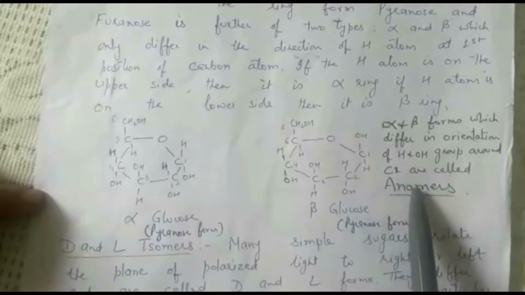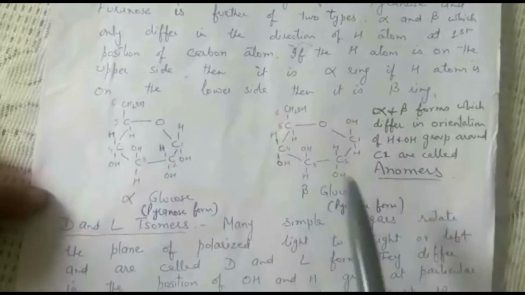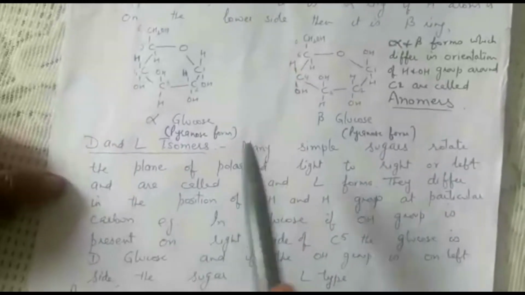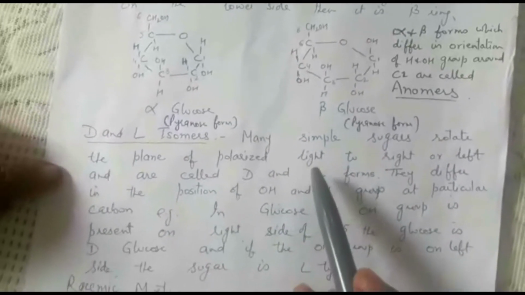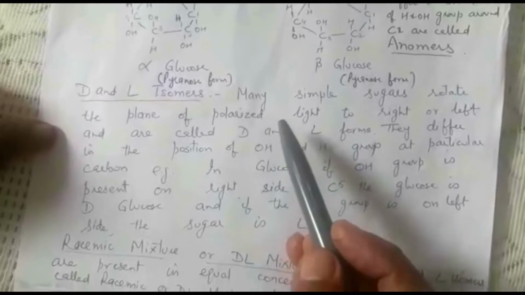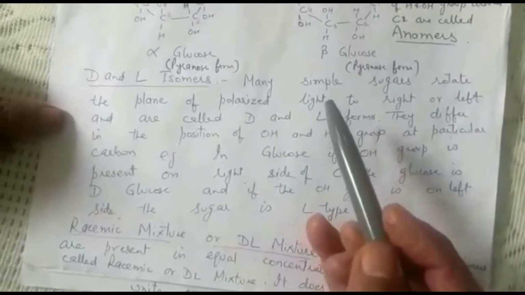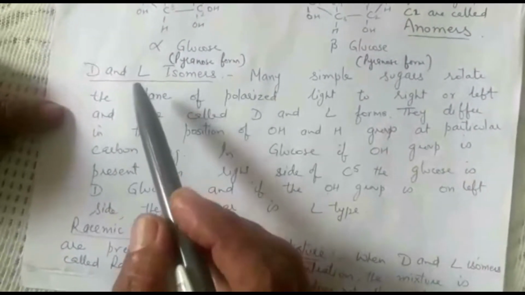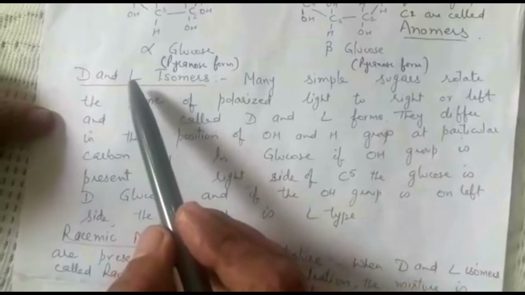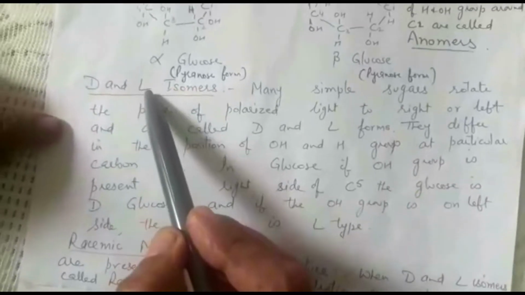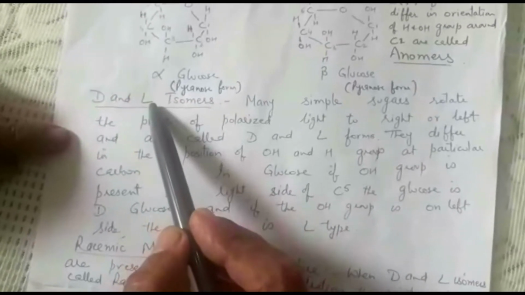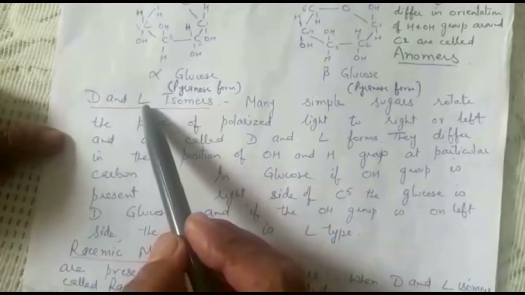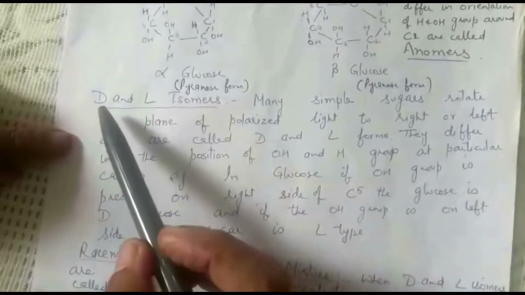Besides this, many sugars also rotate the plane of polarized light, either towards left or towards right. If a sugar molecule rotates the plane of polarized light towards left, L stands for left, then it is known as levorotatory or L form of sugar. If it rotates the plane of polarized light towards right, then this is dextrorotatory or D form of the sugar.